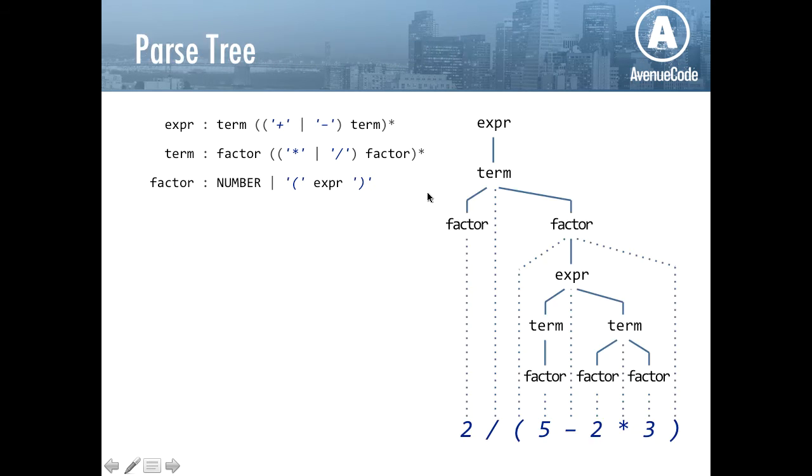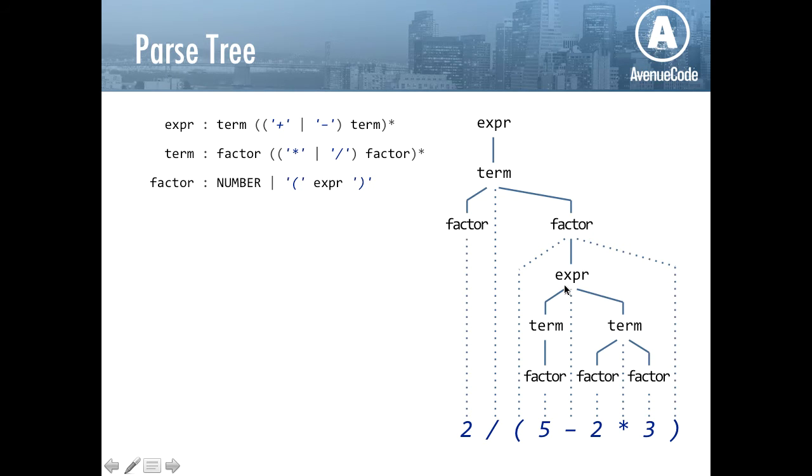Let's see how it works with this input in the parse tree. So expr matches term because we can have this 0 or more times, so expr is also a term. And we match here term as factor, division sign, factor. This factor is matched as a number. This factor is matched as open parenthesis, expr, close parenthesis, which is the second rule for factor.